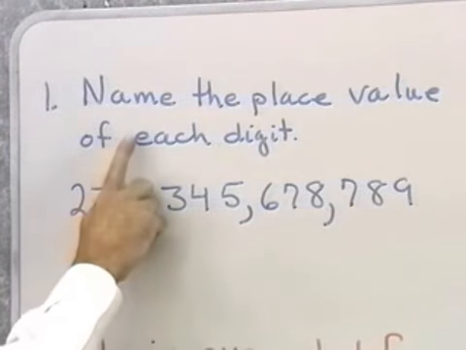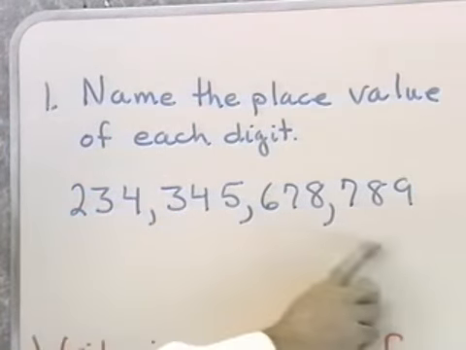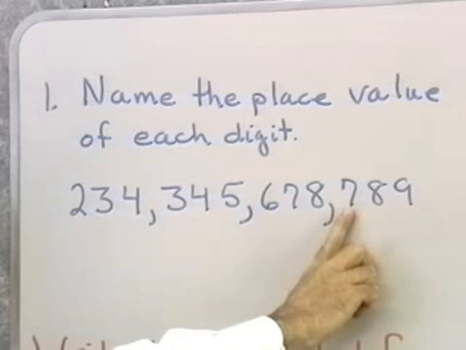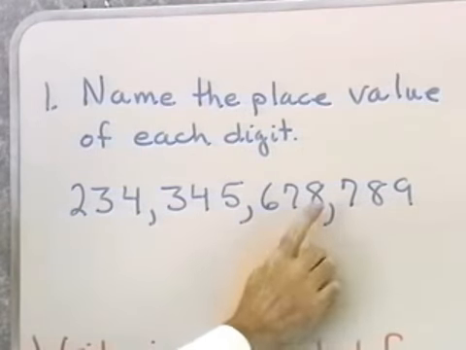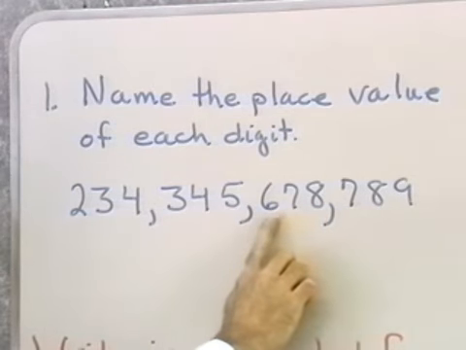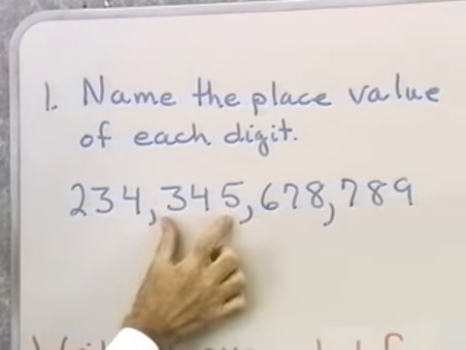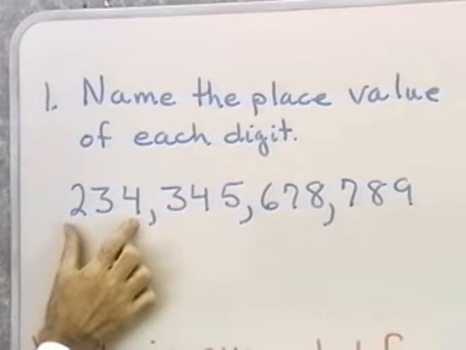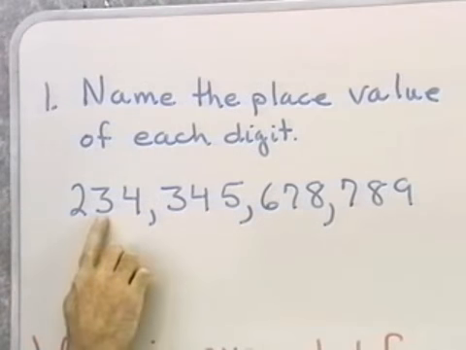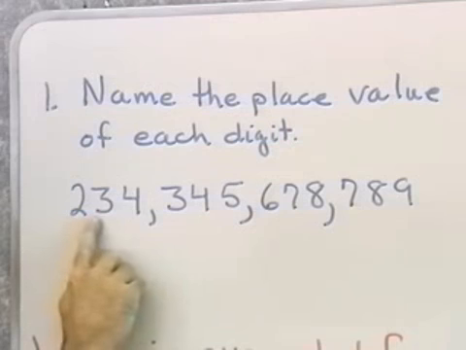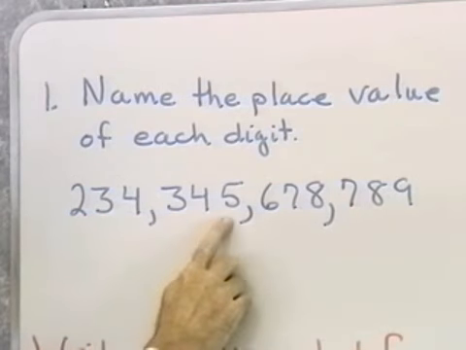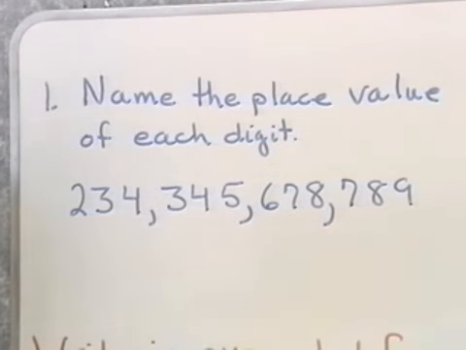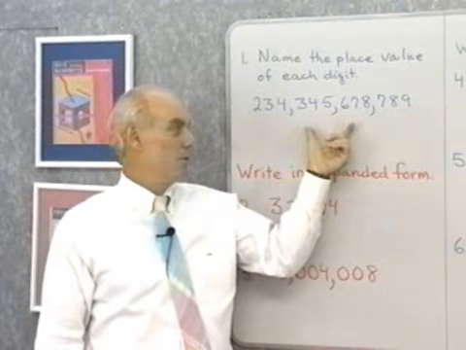Problem number 1, written here, name the place value of each digit, and here's our number. So starting over here on the right, we have the ones column, tens column, hundreds column. Now this is the thousands group, so we have thousands, 10,000s, 100,000s. Now this is the millions group, so we have millions, 10 millions, 100 millions. And this is the billions group, so we have billions, 10 billions, 100 billions. So we'd say 234,345,678,789. And that's the way that we would read that number if we were to read it in words.